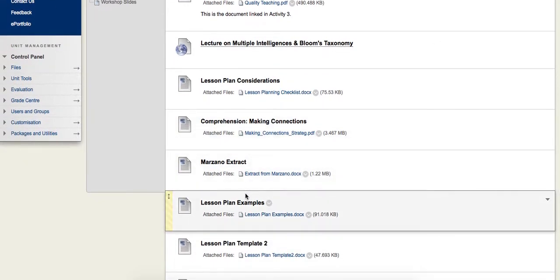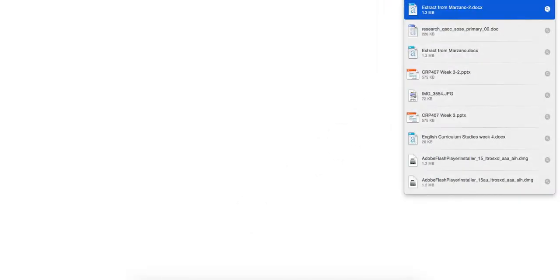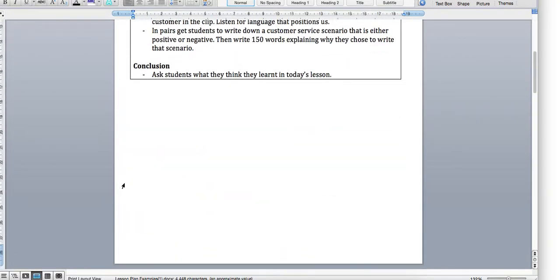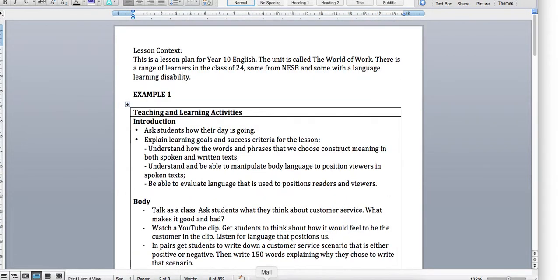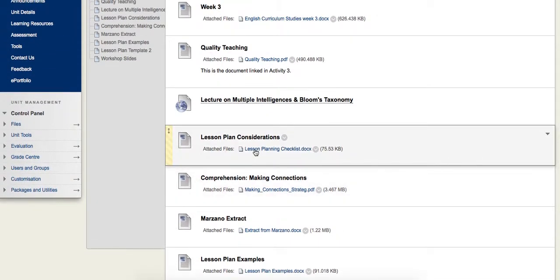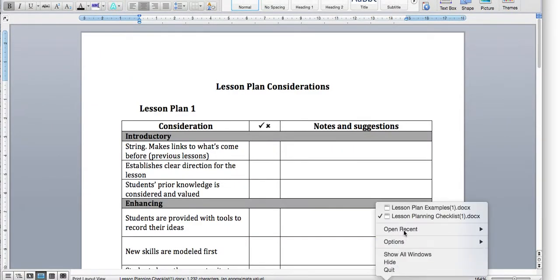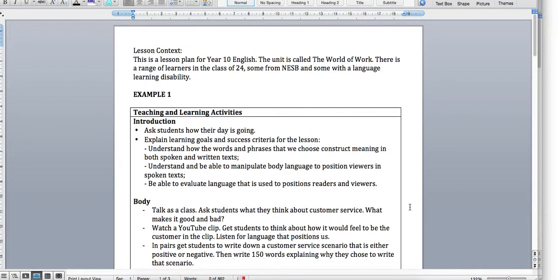So there's two things I think that you're going to need. So the lesson plan examples are here. And you're going to need the document called Lesson Plan Considerations. Okay, so please pause this and have a read of each of the lessons.